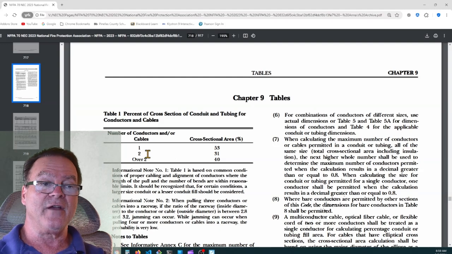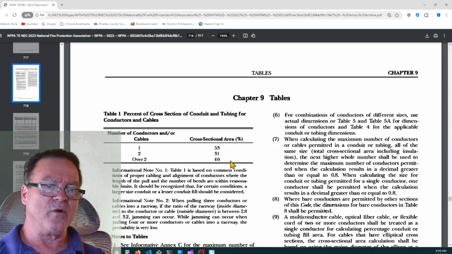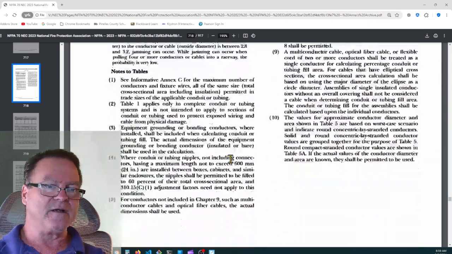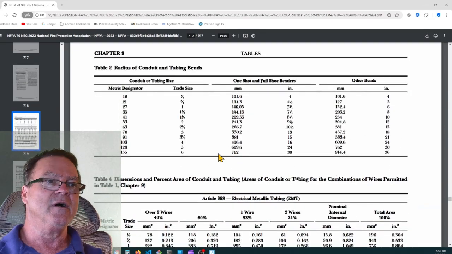If we have two conductors, we can only fill it to 31%. And over 2 is usually what we electricians are going to do. We usually have at least 3 conductors in a conduit, so we go with 40%. That's just for your information. We're not really doing conduit fill right now.